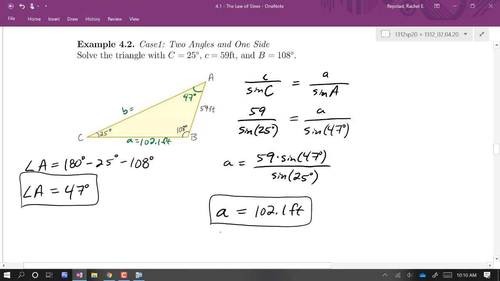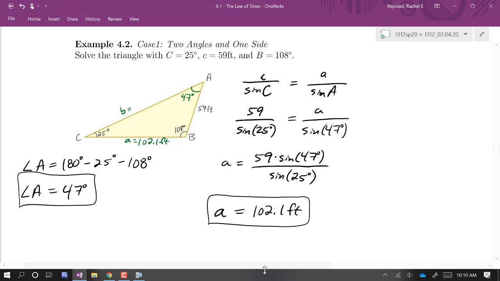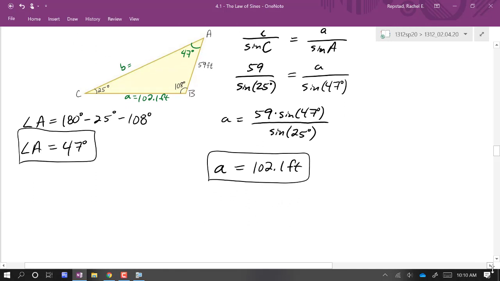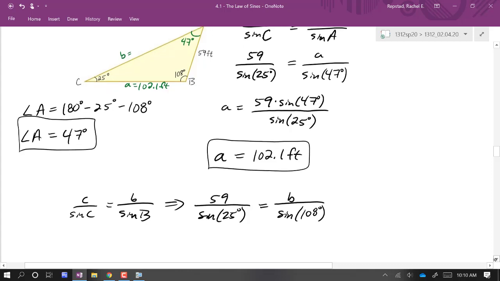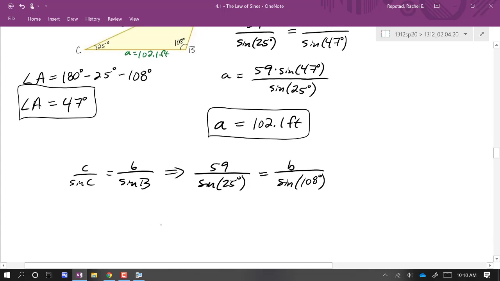Okay, let's find side B. How do we start that? Yeah, we're going to do it the same way, right? I can use the same, C and angle C. So C over sine C is equal to B over sine B. That gives us 59 over sine of 25 equals B over sine of 108. Now we just multiply both sides by sine of 108 degrees.